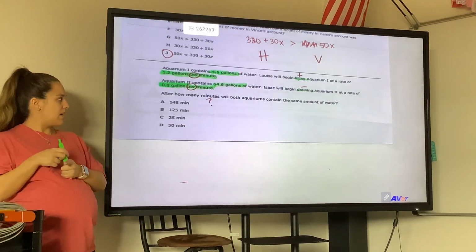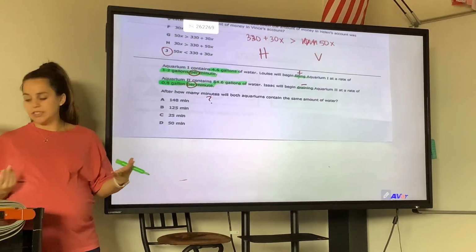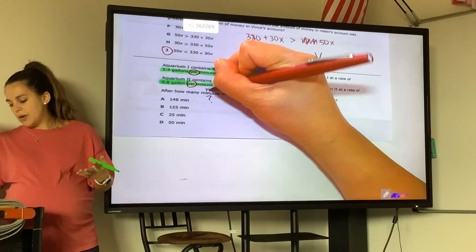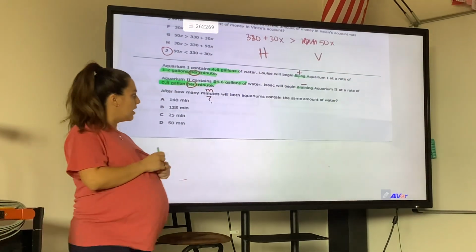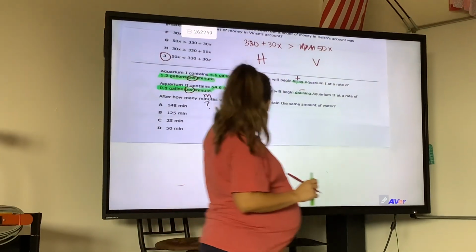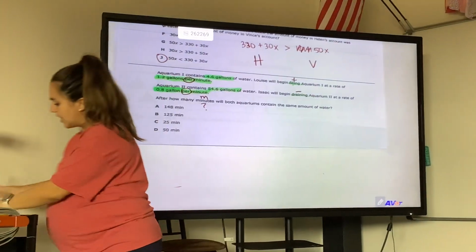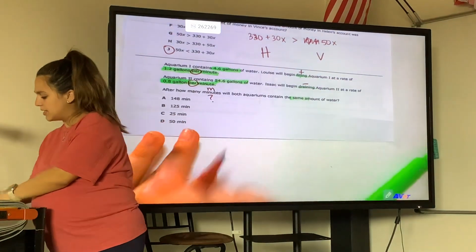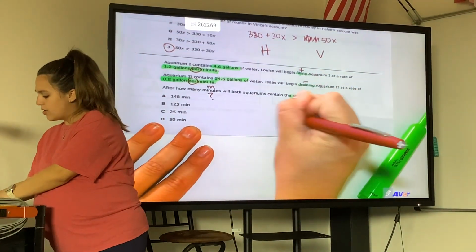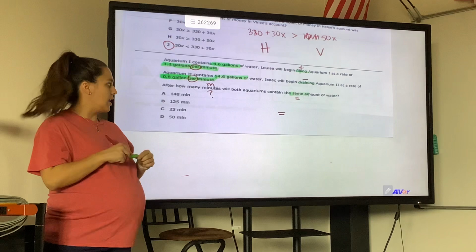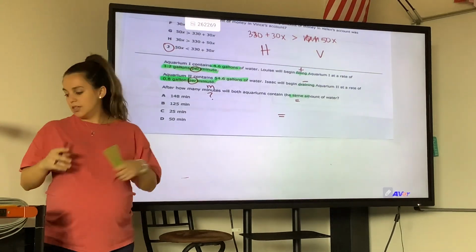I think I found my variable. I think I found my missing piece, my mystery number. I'm going to go ahead and call it M for minutes. So we're looking for how many minutes will both aquariums contain the same amount. Let's highlight the word same. I know that same means equal. So first of all, I'm going to have to put an equal sign in between my two expressions.